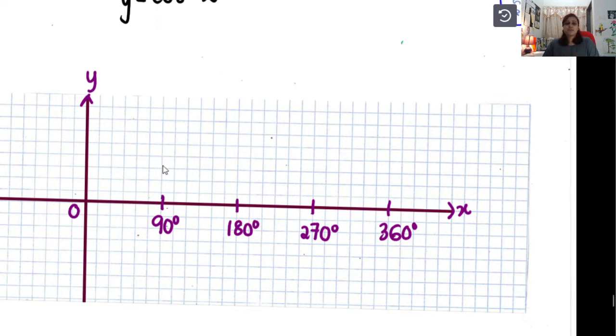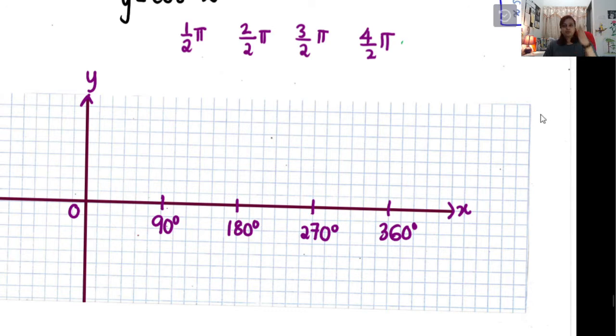Okay, you start off with 1 over 2 pi, 2 over 2 pi, 3 over 2 pi, 4 over 2 pi. You start off like that if you're not sure which one goes for which. So the first one is the 90 degree. You can check, use your calculator. Pi over 2, you will get 90 degree.